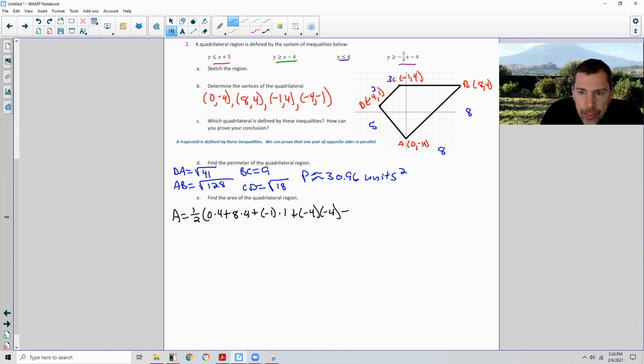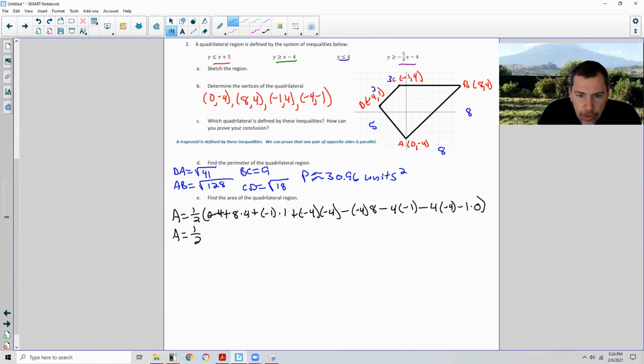Minus, now we start with the y's. Y sub 1, negative 4, times x sub 2, 8, minus y sub 2, which is 4, times x sub 3, which is negative 1, minus y sub 3, which is 4, times x sub 4, which is negative 4, minus y sub 4, which is 1, times x sub 1, which is 0. Okay, so just be really careful when you're doing that.